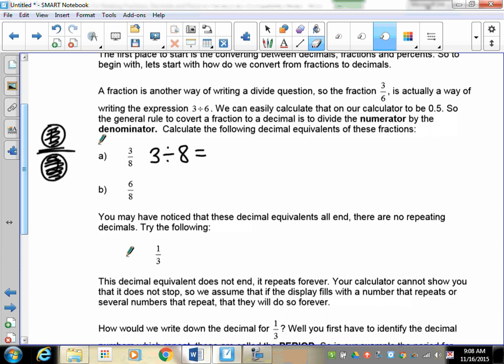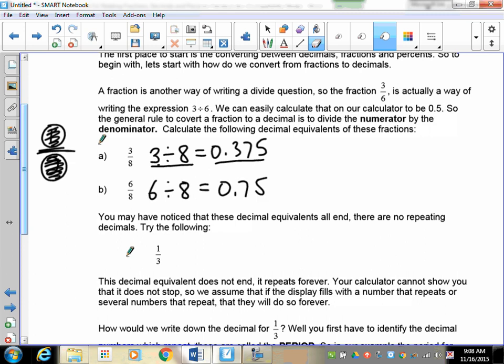Now you're going to be allowed to use your calculator. So what you get is 0.375. Now remember, you have to show me what you did and what you got. You can't just have 0.375 appear out of nowhere. So the next one is 6 over 8. Well, 6 over 8, you do the same process. Numerator divided by the denominator, and that gives you 0.75.